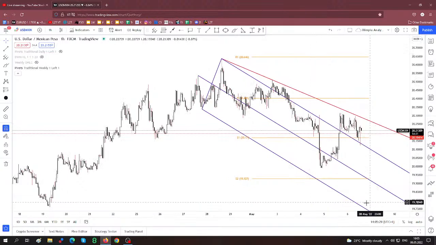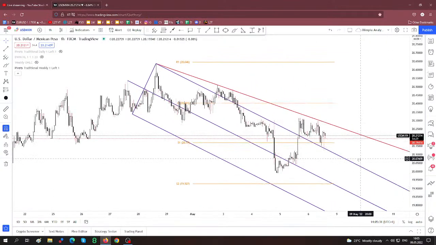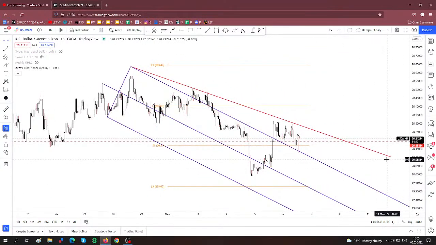US dollar Mexican peso, because later maybe I will decide if I will go long here on US dollar versus the Mexican peso or on the US dollar versus the Swiss franc.